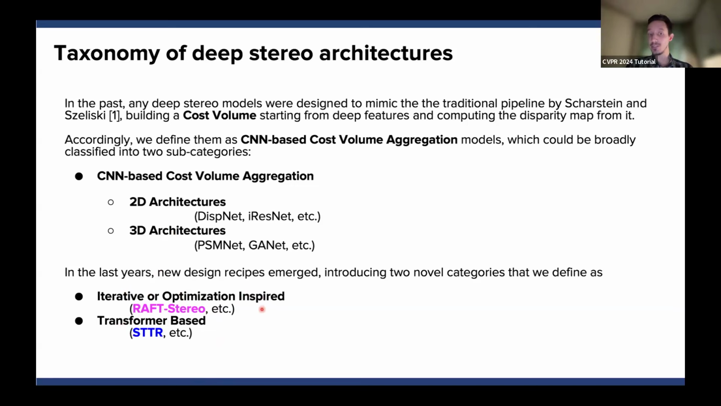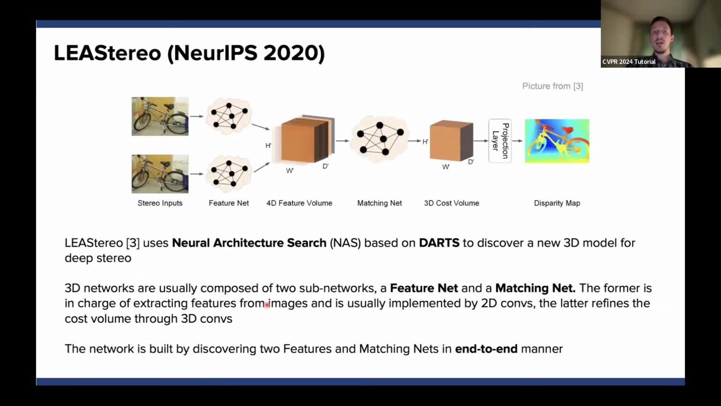Before introducing these new categories, we will start from what we have seen after our previous tutorials. Our previous tutorials covered most of the deep architectures until 2019. So we will start by introducing the most advanced architectures that appeared in 2020. I'm introducing mainly two architectures. One is LEAStereo and another one is CFNet.